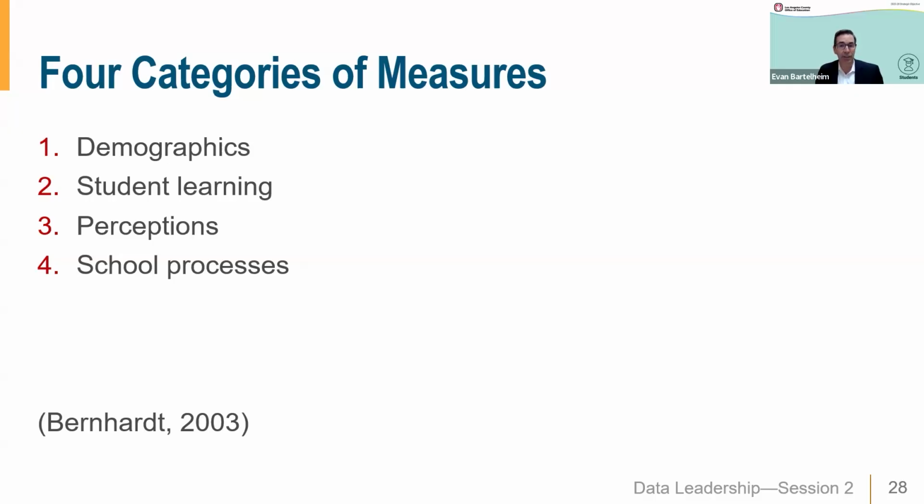Then there's student learning data, which would be your assessment data as well, but there's other evidence of learning there too. Perceptions about the learning environment: how do the kids feel about the learning, or the parents feel about the learning? School processes, including program strategies and practices, and this could be implementation data. How well have we implemented the following strategy? How have people been trained?